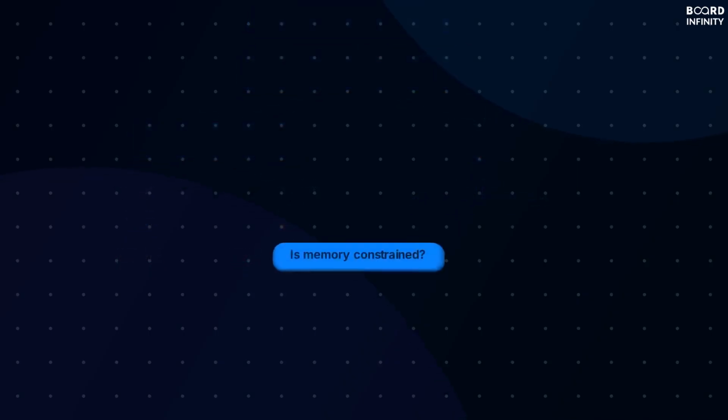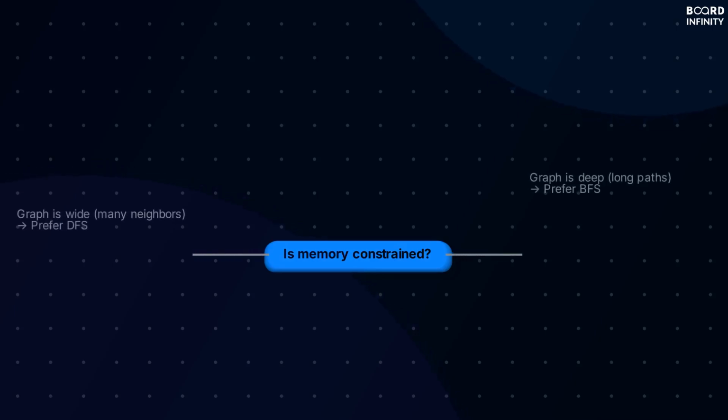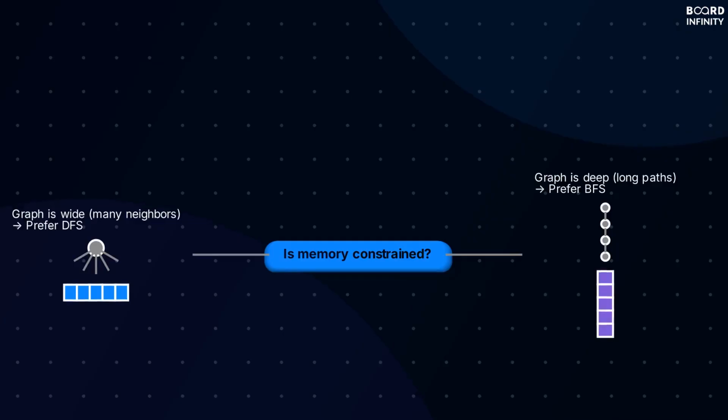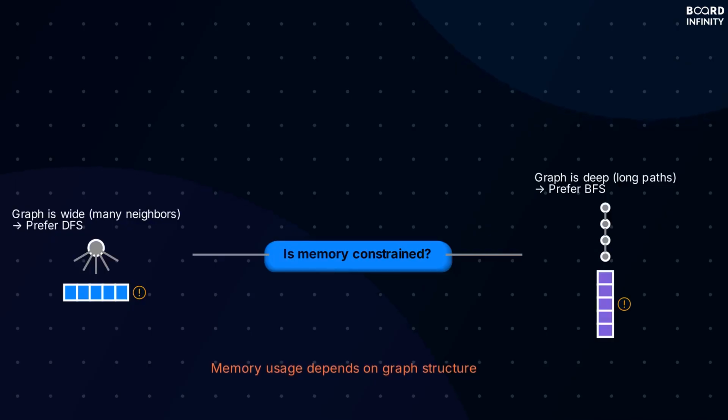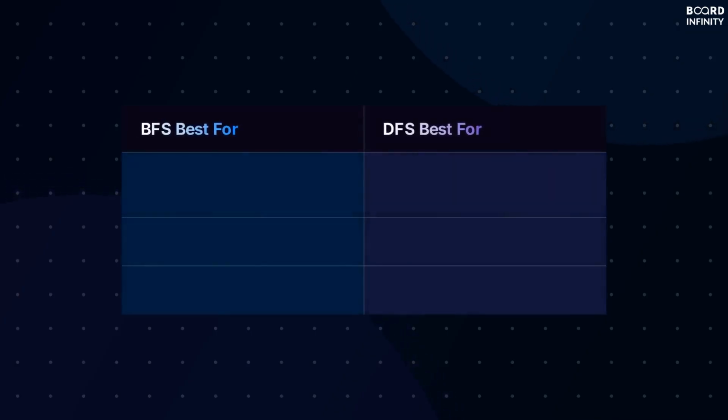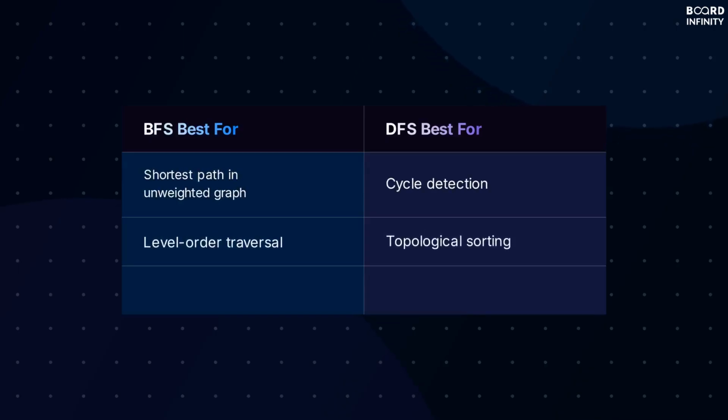Next, consider memory. If the graph is very wide, meaning many neighbors per node, BFS might overflow the queue. In that case, DFS is safer. If the graph is very deep, meaning long paths, DFS might cause stack overflow. So BFS is better. Finally, think about the problem type. BFS is ideal for shortest paths, level order traversal, and finding minimum steps. DFS is ideal for cycle detection, topological sorting, and exploring all possible paths.